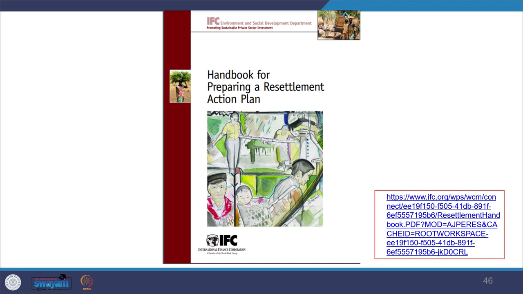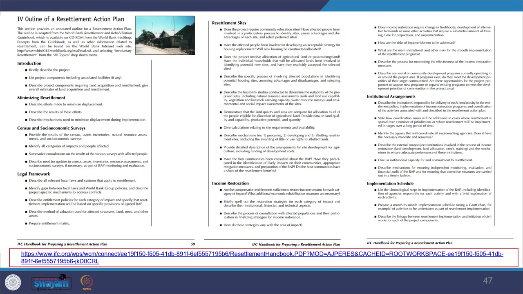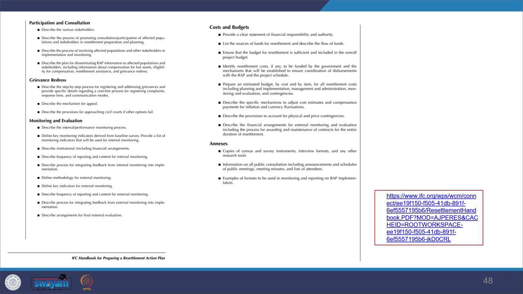So you have handbooks for preparation of resettlement action plans by IFC and World Bank. They also give you an outline for the resettlement action plan. You can see the introduction, minimizing resettlement, census and socioeconomic survey, legal framework, resettlement sites, and how you have to look at it; income restoration, institutional arrangements, how you're going to schedule the implementation of the project, how you're undertaking participation and consultation, how you're having the grievance redressal system, then monitoring and evaluation, the cost and budget, and what kind of other data you have to give. So that is about the content of the resettlement action plan.